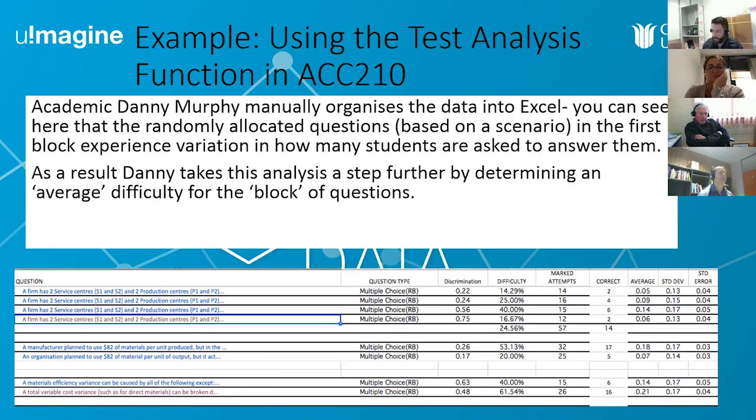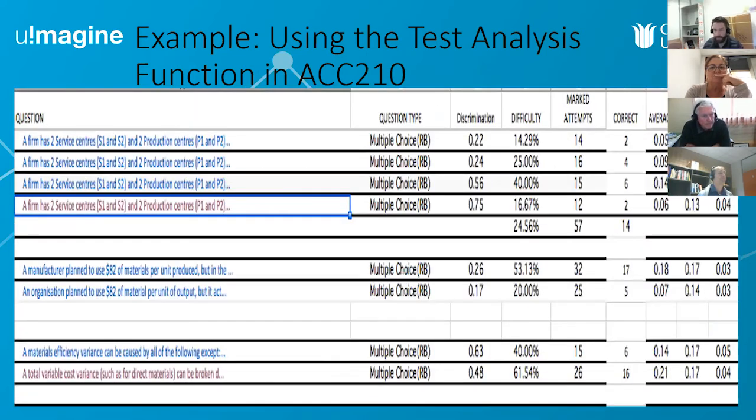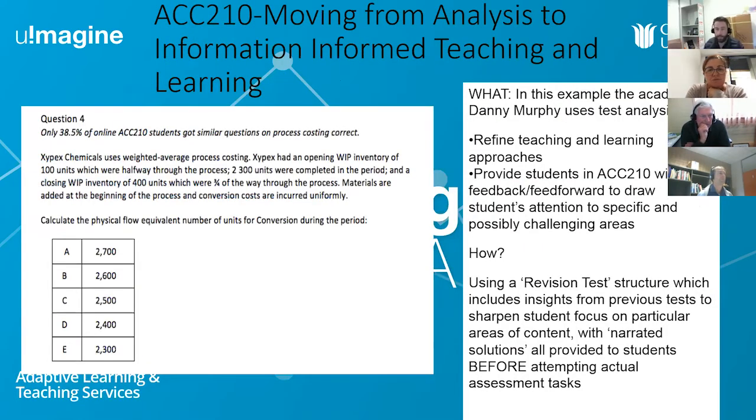So it's presented in this kind of format. I've just blown that up there for the benefit of the recording. But then moving onwards, Danny also presents this information back to students in the form of narrated practice questions, where he'll draw their attention to the fact that the last time this subject ran, for example, only 38.5% of online students got similar questions on process costing correct.